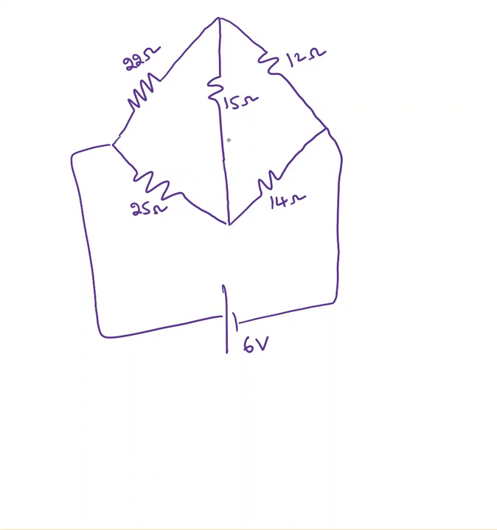Here is the next example. Here he's asking to find Ix in that given circuit. Now here we have only one source, but all these resistors are not in series or parallel combination. This combination is called star and delta.